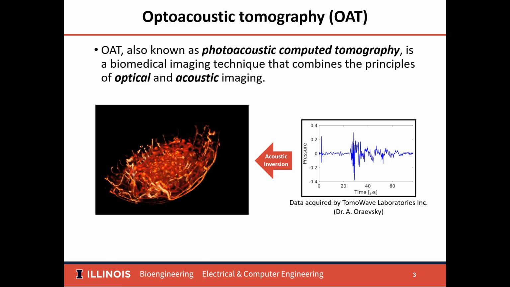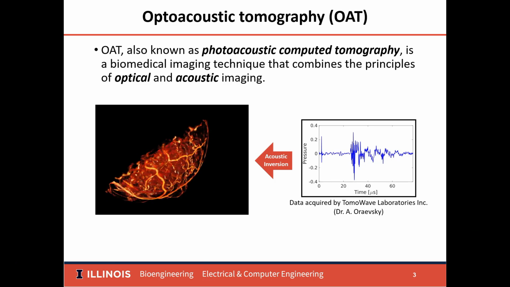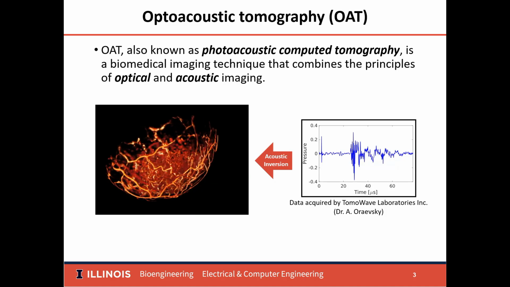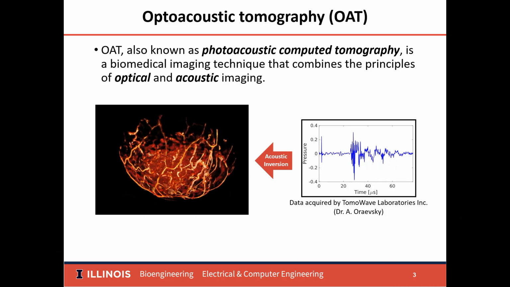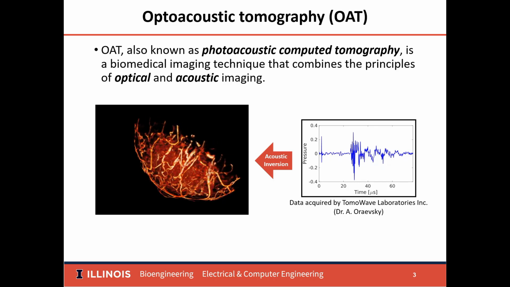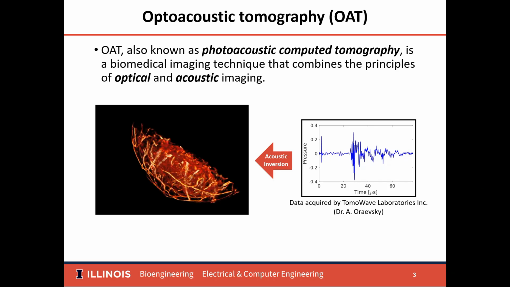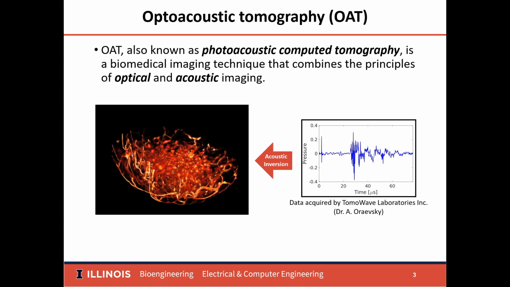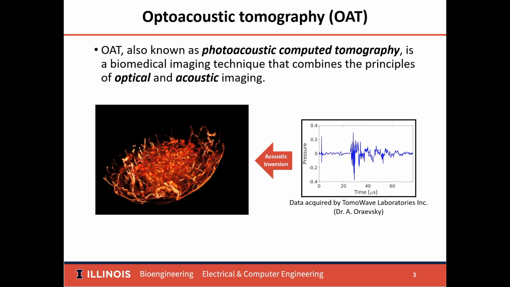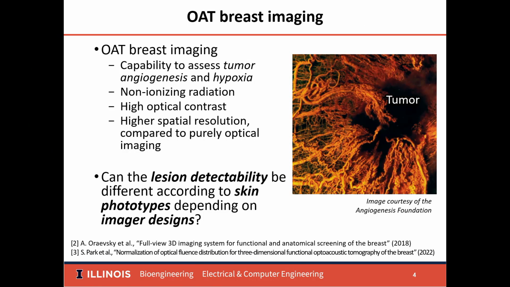This is a clinical 3D OAT breast image. The data was acquired by Tomoe Laboratories. As you can see, the blood vessels are easily visible in the OAT image. This is because in the near-infrared wavelength range, hemoglobin absorbs more light than most other molecules. So breast imaging is one of the promising applications of OAT due to its capability to assess tumor angiogenesis and hypoxia, non-ionizing radiation, high optical contrast, and relatively high spatial resolution compared to purely optical imaging.